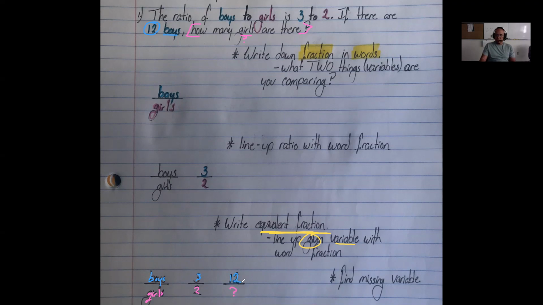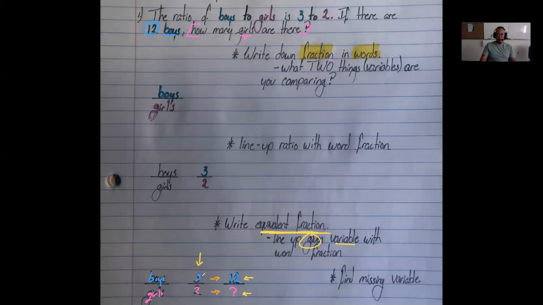12 boys. In other words, ladies and gentlemen, we need to write an equivalent fraction, a fraction that is equivalent to 3 halves that has a numerator of 12. What is the denominator? We're asking, what does the denominator have to be for these two fractions to be equivalent? At this point, all we have to do is ask ourselves, how do I get from here to here? Because whatever I did to get from this 3 to the 12 is the exact same thing that I'm going to have to do to the 2 to get to whatever I'm missing here.